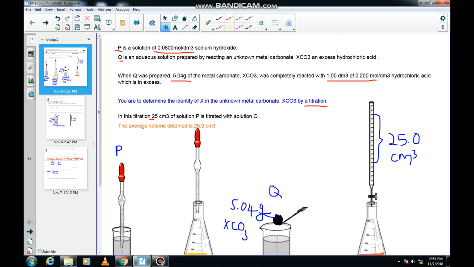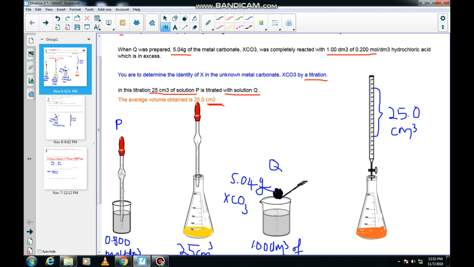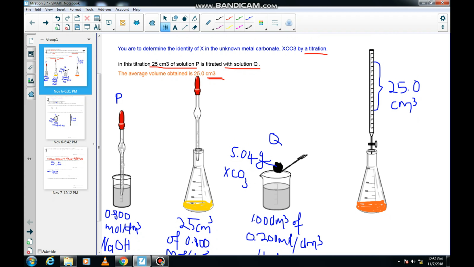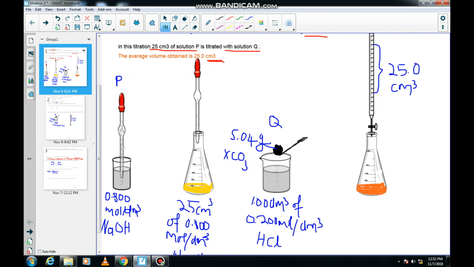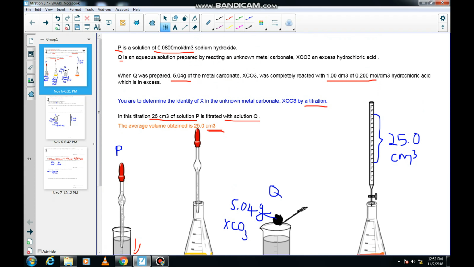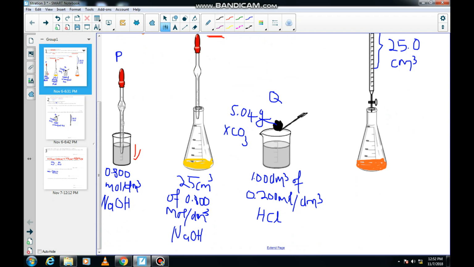And in this titration, 25 cubic centimeters of solution P is titrated with solution Q, and the average volume is 25.0 cubic centimeters. Let us understand what is happening here. This is our solution P. The question says solution P is 0.0800 moles per decimeter cubes of sodium hydroxide.